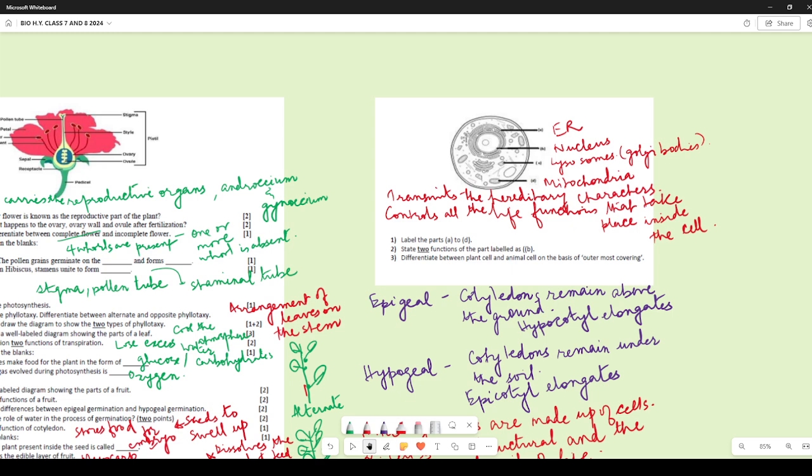Okay. Now the last question, differentiate between plant cell and animal cell on the basis of outermost covering. So in a plant cell, the outermost covering is the cell wall. In the animal cell, the outermost covering is the cell membrane, right?